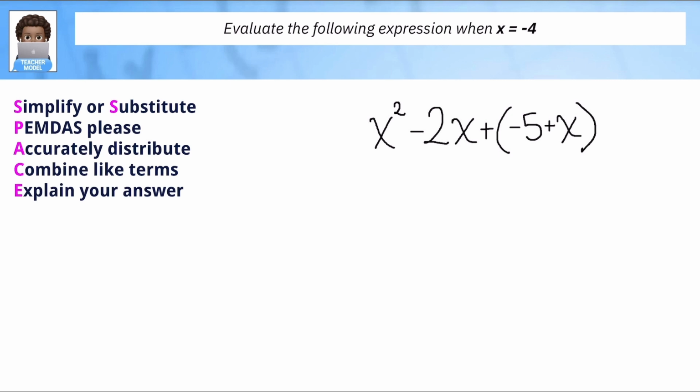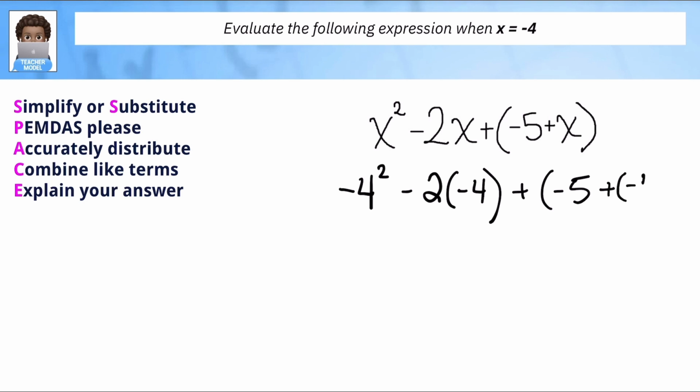So in this one, we're evaluating the expression when x equals negative 4. So we're absolutely substituting, so I'm going to start with that. Every place I see an x, I'm just going to put a negative 4. So negative 4 squared minus 2, I'm going to use parentheses here because there is a coefficient. I want to make sure it's separated. Plus negative 5 plus negative 4. Okay, so now that I've done all the substitutions, I want to use my order of operations to properly solve this.